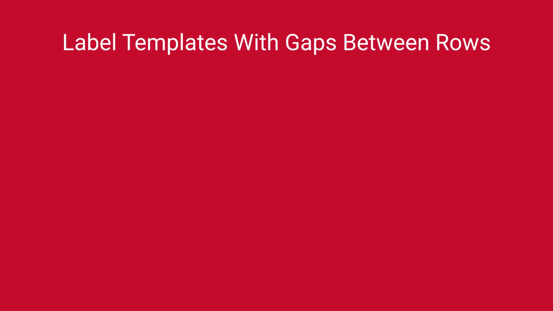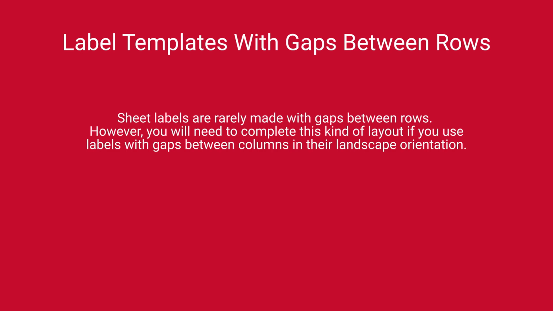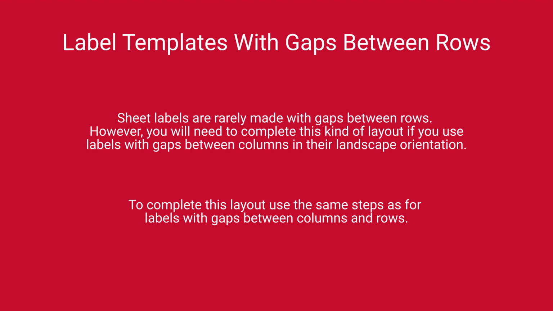Label templates with gaps between rows. Sheet labels are rarely made with gaps between rows. However, you will need to complete this kind of layout if you use labels with gaps between columns in their landscape orientation. To complete this layout, use the same steps as for labels with gaps between columns and rows.